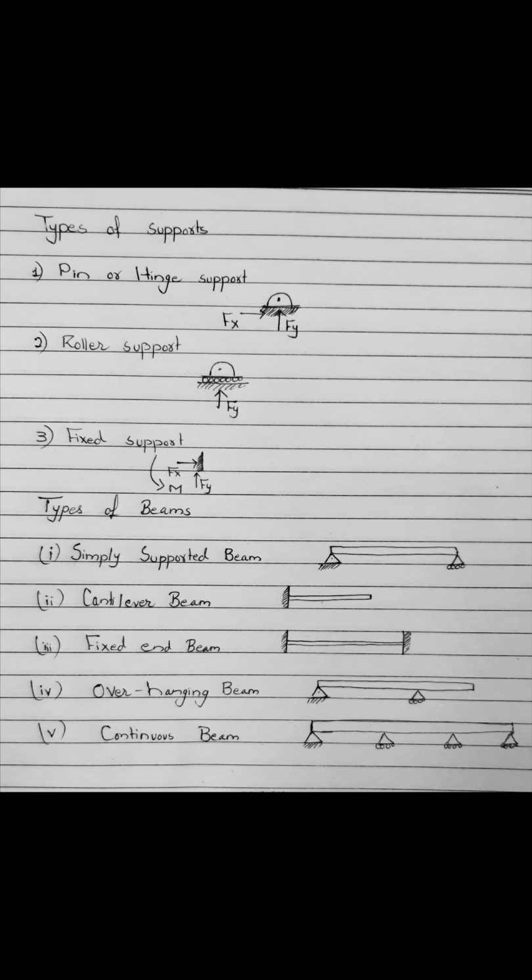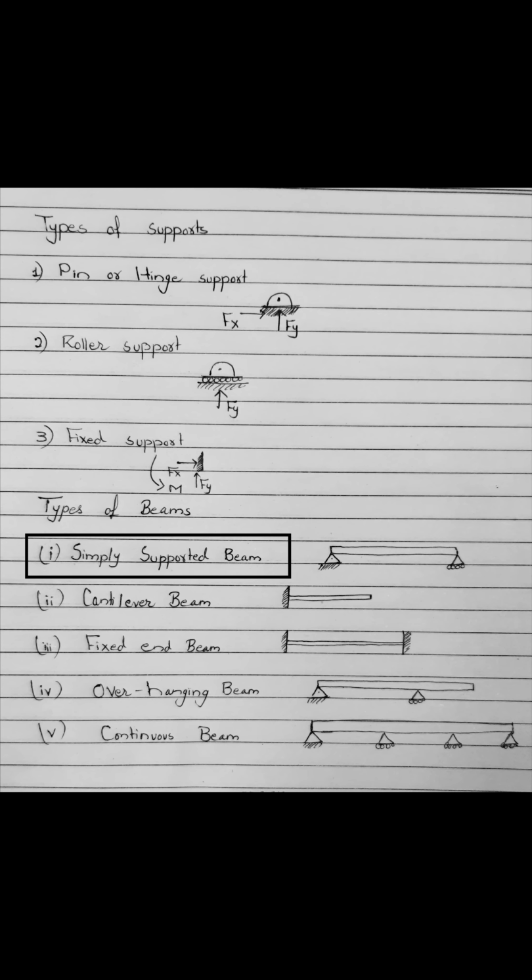So now come to the types of beam. These types of beam are generally based on the supports, how many supports and what type of supports we provided to the beam, that can make the beam different from the other beam. So there are some types of beam. First is simply supported beam.